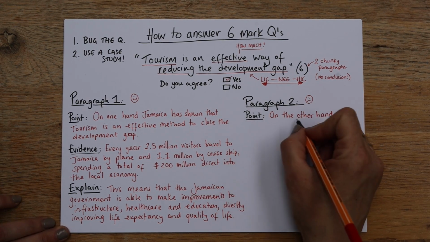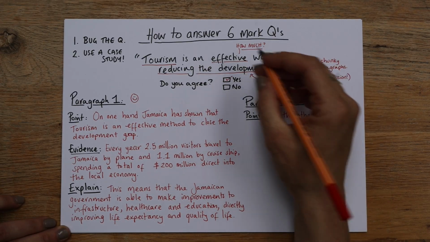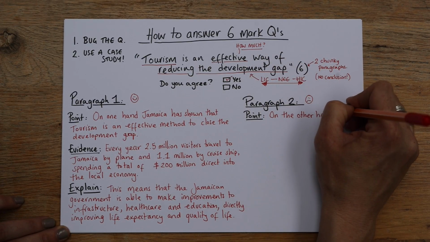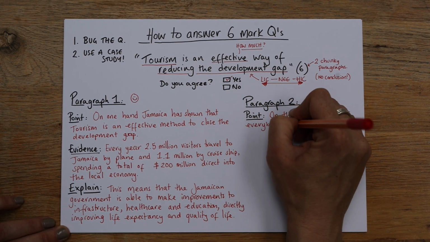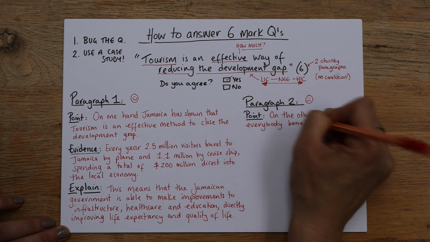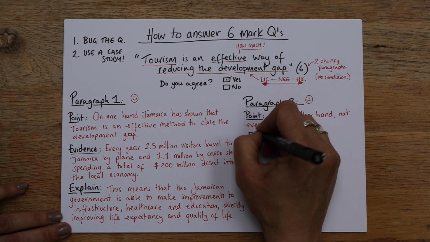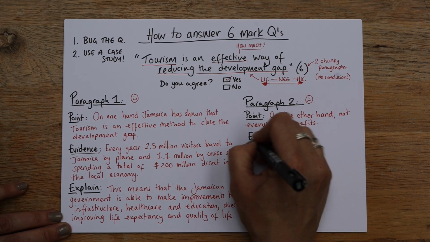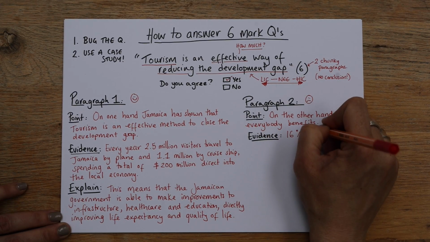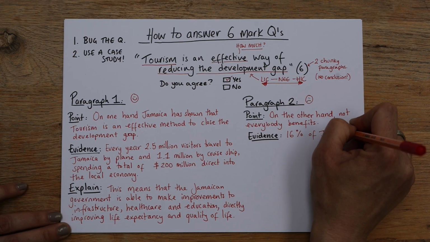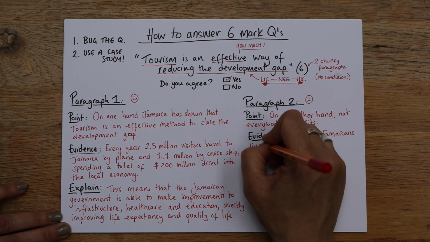Right, on the other hand, so this is paragraph 2, separate it but don't give away too much space. On the other hand, not everybody benefits. Okay, that's the key message. Not everybody benefits. Let's go evidence. What do I mean by that? Okay, 16% of Jamaicans, let's put 16% of Jamaicans live in poverty.